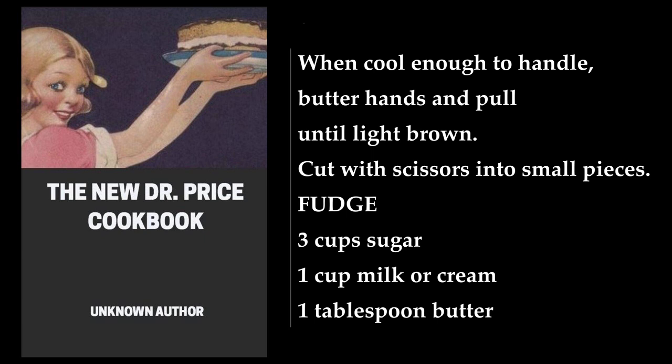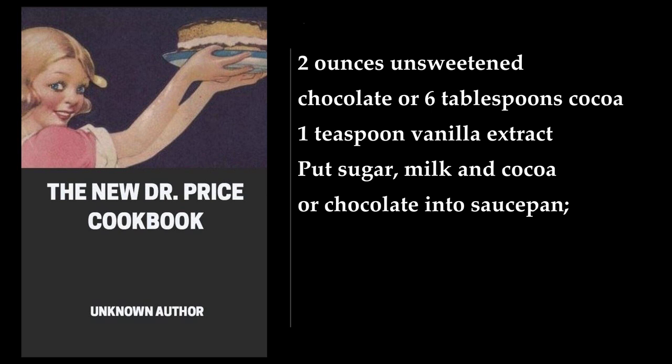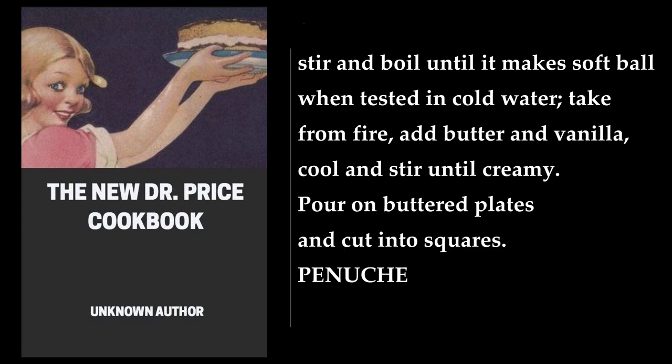Fudge. 3 cups sugar. 1 cup milk or cream. 1 tablespoon butter. 2 ounces unsweetened chocolate or 6 tablespoons cocoa. 1 teaspoon vanilla extract. Put sugar, milk and cocoa or chocolate into saucepan. Stir and boil until it makes soft ball. When tested in cold water, take from fire, add butter and vanilla, cool and stir until creamy. Pour on buttered plates and cut into squares.